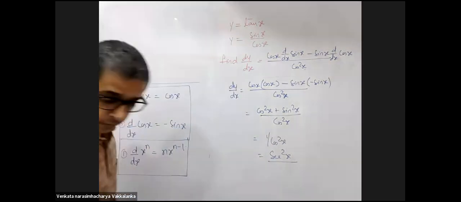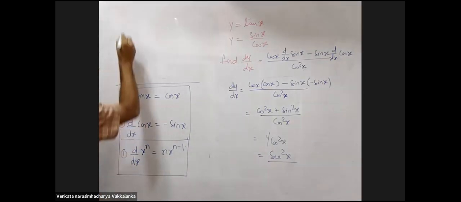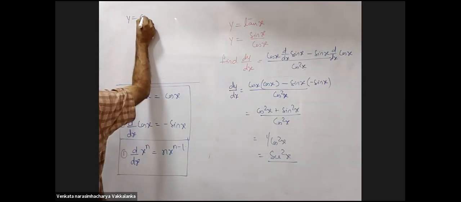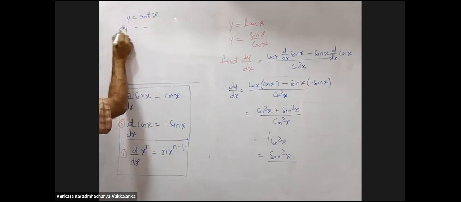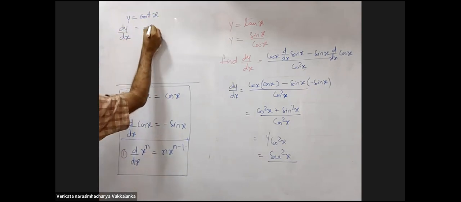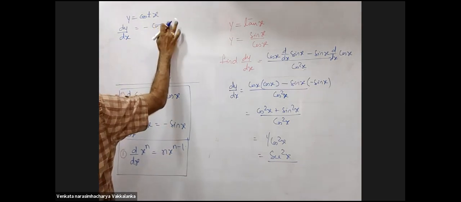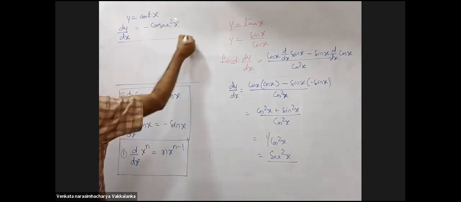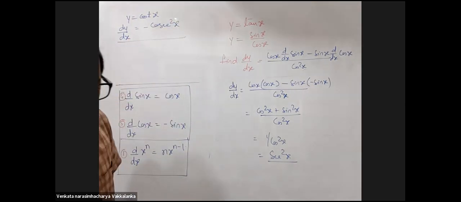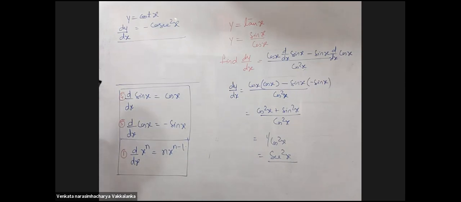Excuse me, sir. In the final answer, if we don't convert it into sec square x and leave it as 1 upon cos square x, is it fine? No. Y is cot x, dy by dx is minus cosecant square x. Yes, sir. I will not do the simplification. I expect all of you to do that.